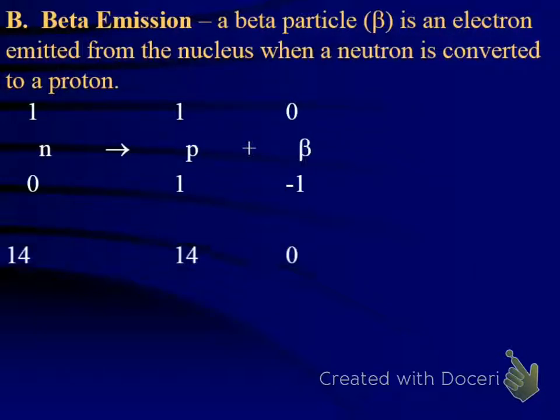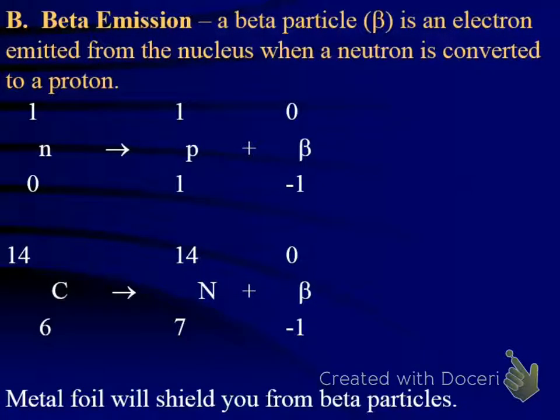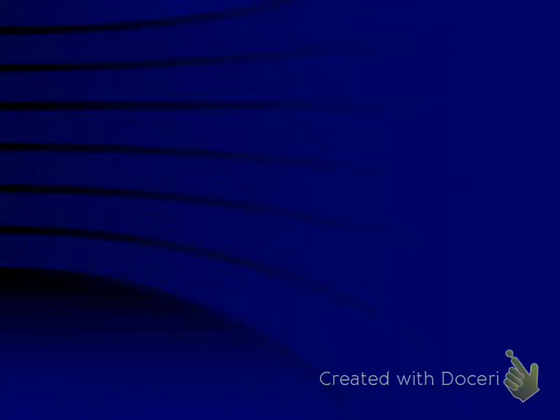Or, here's one with actual elements. Okay. So remember you can see this like this, or you could see it like this. Either one is sufficient, because basically a beta particle is an electron. So either way is correct. Okay. For that one, metal foil will shield you from, actually it should be lead, yeah. Lead will shield you from beta particles.